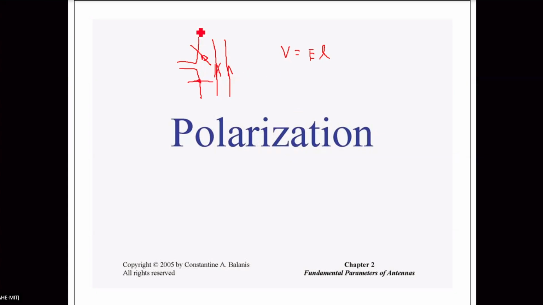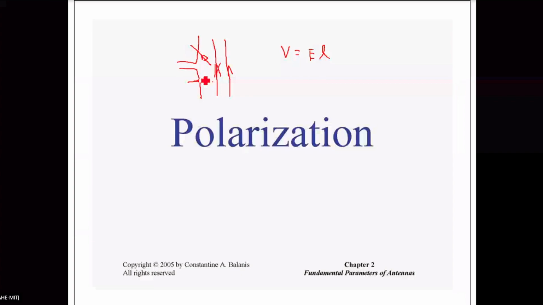If the electric field is perpendicular to the antenna polarization, the wave polarization and antenna polarization, this is the wave polarization, and the wave is in this direction, then there will be no EMF induced, no voltage induced in the antenna terminals. So in that case, it will be zero.